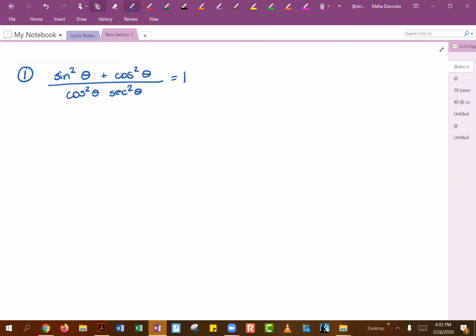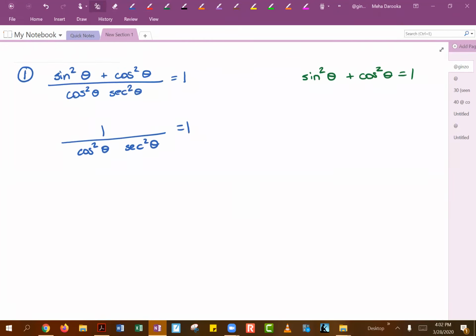So let's come over here. All right, so I've got my problem written down. The first thing I'm going to use is the Pythagorean identity, which is sine squared of theta plus cosine squared of theta equals 1. This is our numerator. So that means I can rewrite my numerator as 1 using this Pythagorean identity, keeping my denominator the same for now.